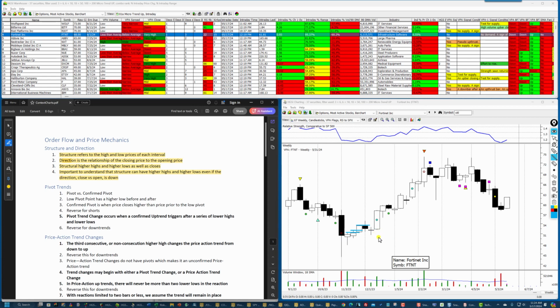Now this here, and I'll explain all this later, this star, this pullback here, this is a low pivot after the price trend change. So when this high is taken out on the weekly chart, this confirmed bar here, this would be a pivot trend change, a confirmed pivot. It's not the low pivot, it's confirmed because it pulled back and then went again. And I'll get into all that in these other videos.